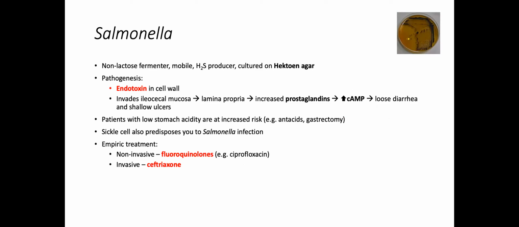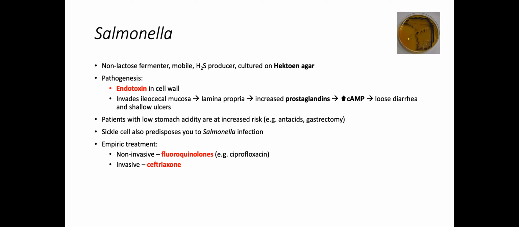Salmonella. I think of Salmonella Ninja Turtles. So they are non-lactose fermenters, motile H2S producers, cultured on Hektoen agar. And so the pathogenesis is going to be endotoxin in the cell wall. It invades the ileocecal mucosa to the lamina propria, and it increases prostaglandins. We're going to increase the cAMP, have loose diarrhea, and shallow ulcers.